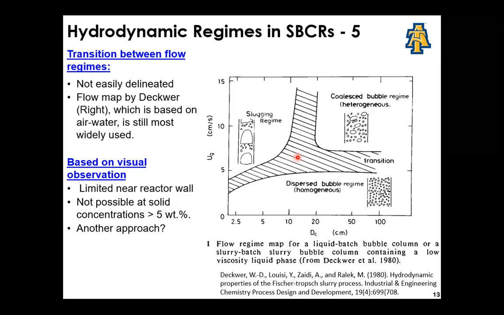A limitation of this map is that it's based on visual observations. Because I'm only using my eyes to look in the reactor, I'm only seeing what's happening near the reactor wall, right? I'm not seeing what's actually happening in the middle of the reactor. And this map fails at higher solid concentrations, at solid concentrations greater than 5%. So we need to find a new approach to better represent this. And this is the objective of this work. And now you move on to the next slide.